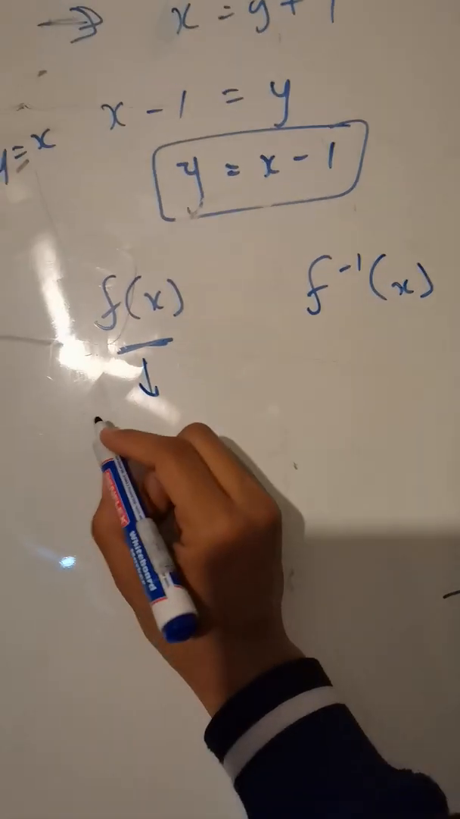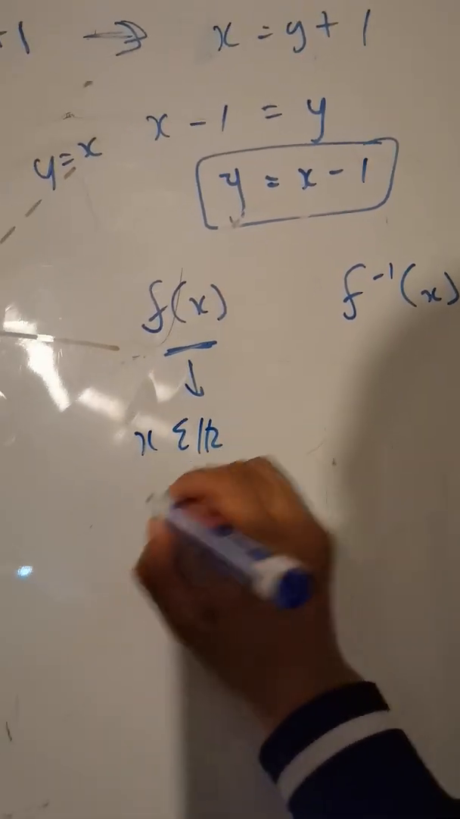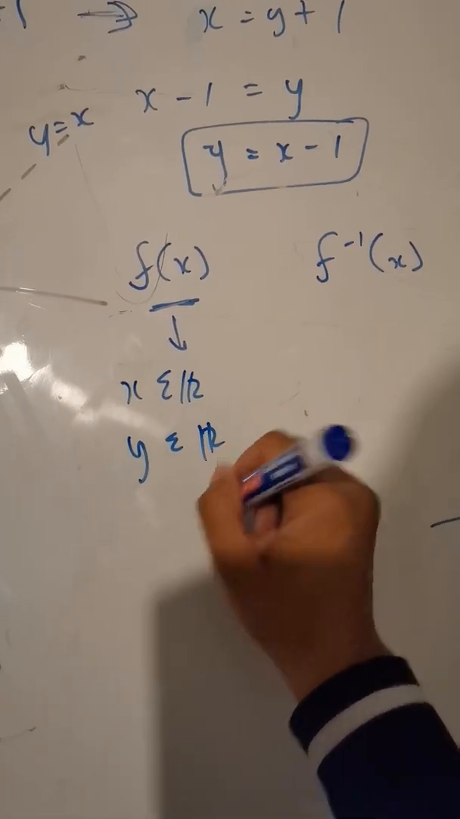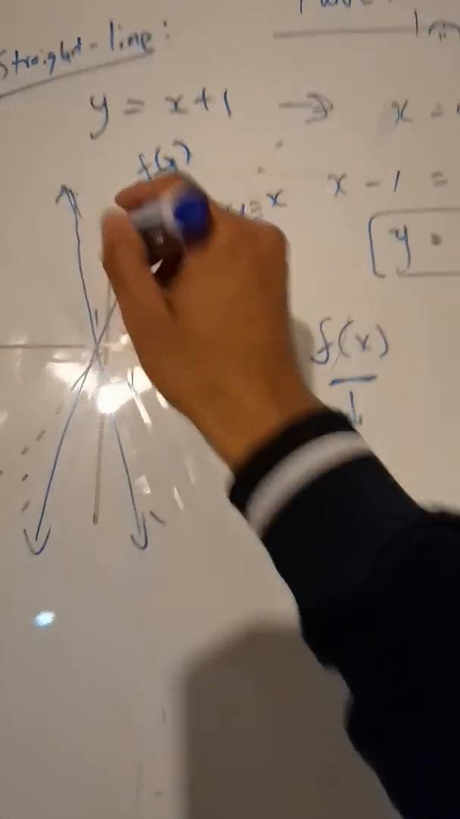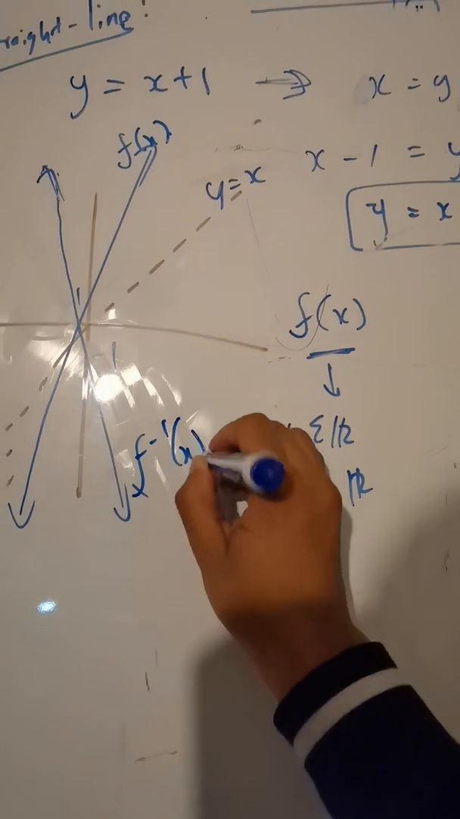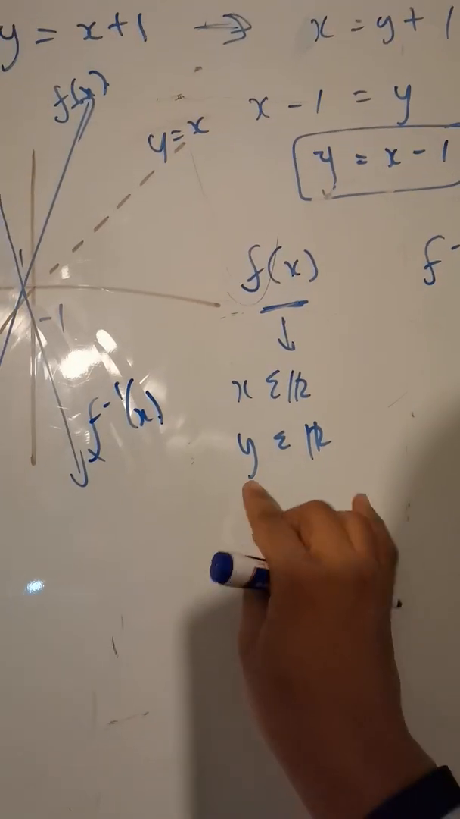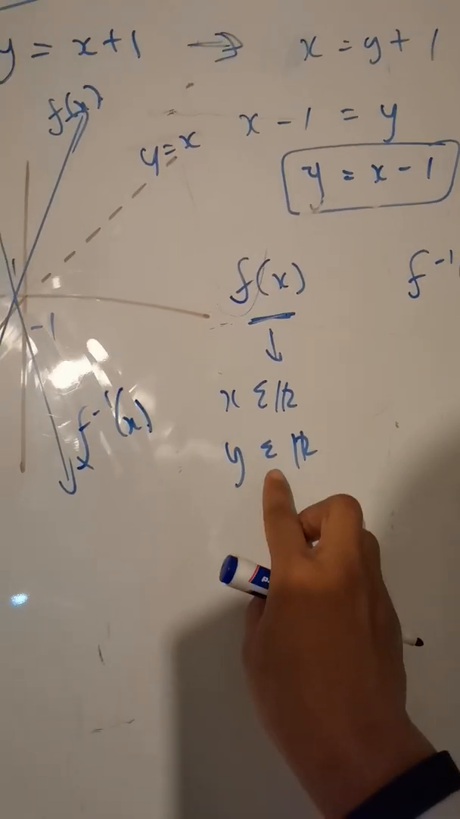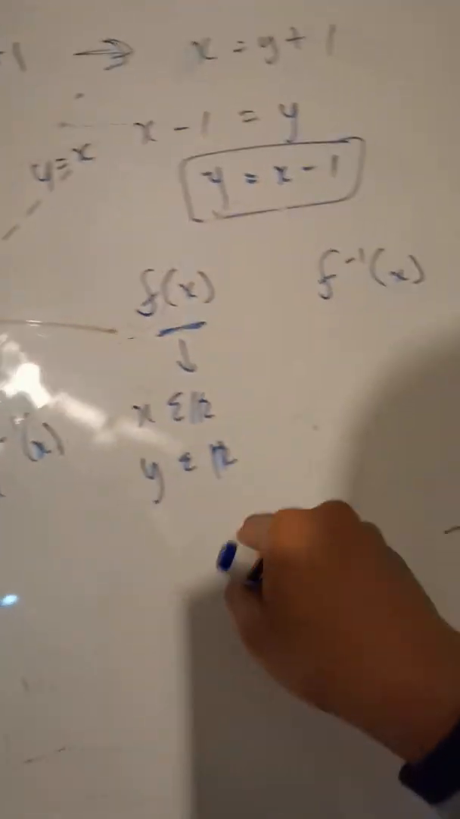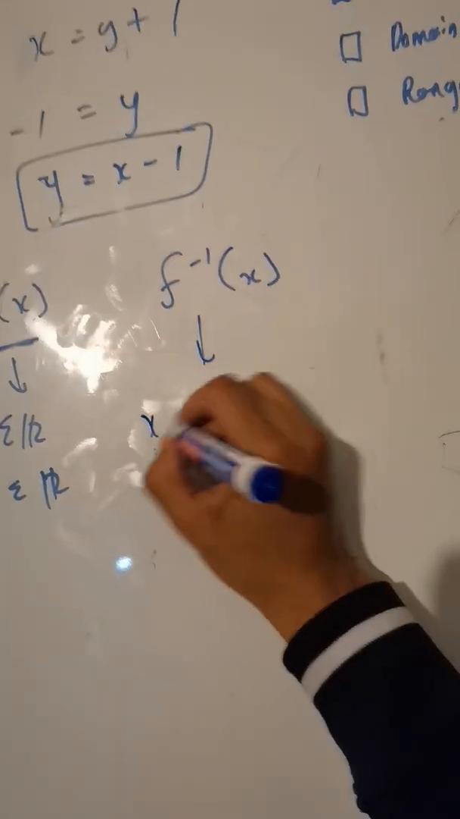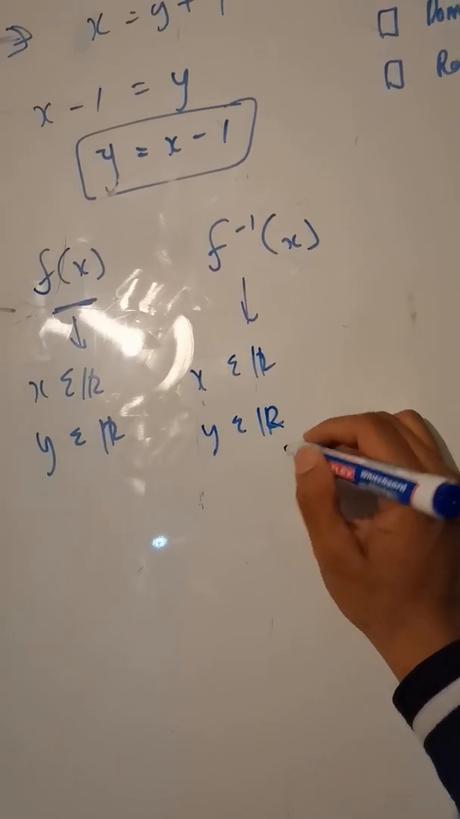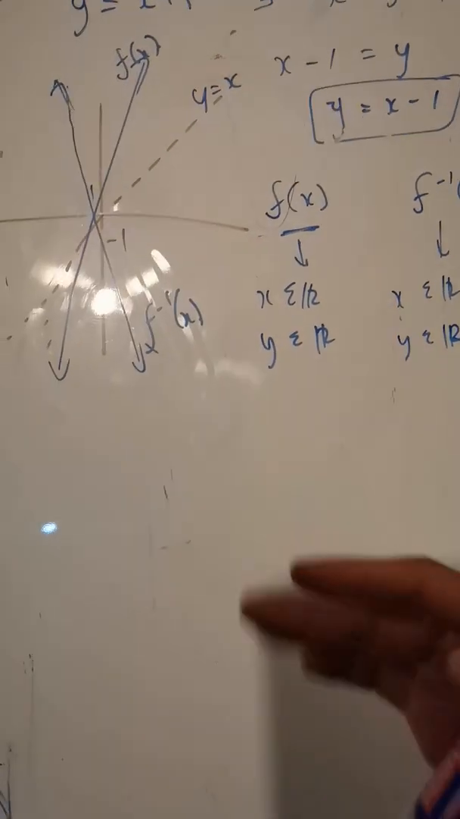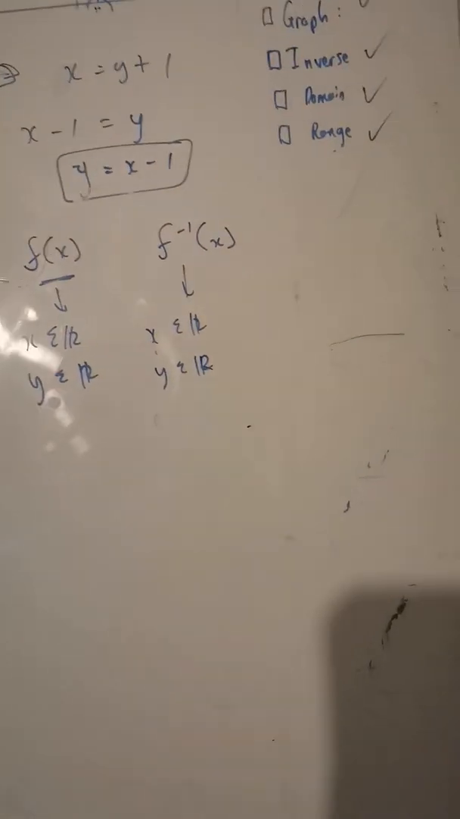The domain of f of x is the element of real numbers. So let's say that's f of x, right? And that's the inverse of f of x. The domain of f of x is the element of real numbers, and then for the inverse of f of x, the domain and range will be the exact same. This is for a straight line graph, so it's very, very straightforward.